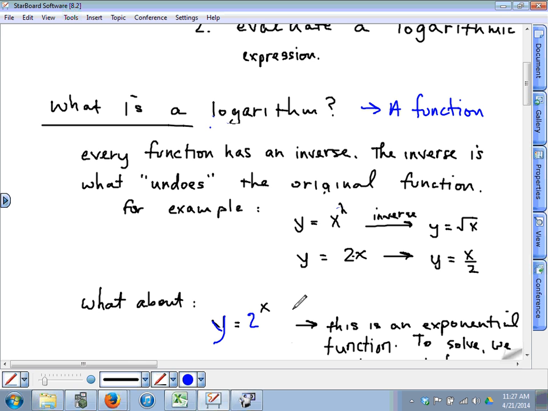This is what we've been talking about recently, exponential functions. That was 10.1, a little bit of 10.2. That was also a new function. We hadn't really talked about exponentials before. So y equals 2 to the x.